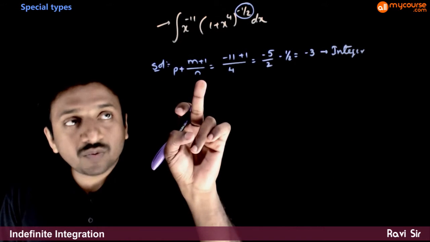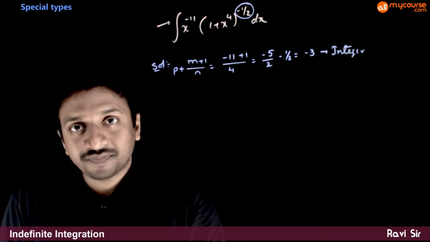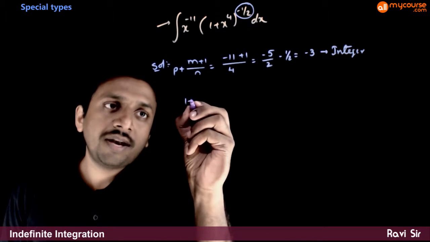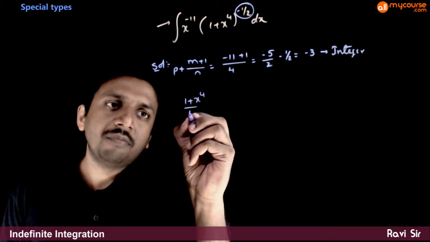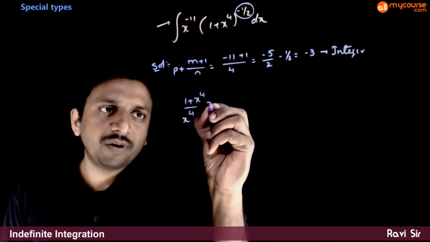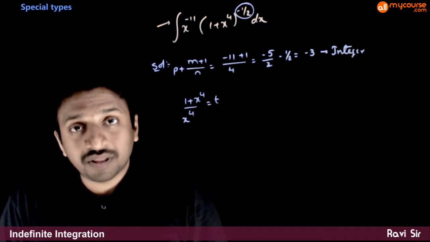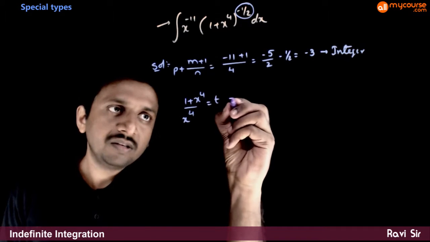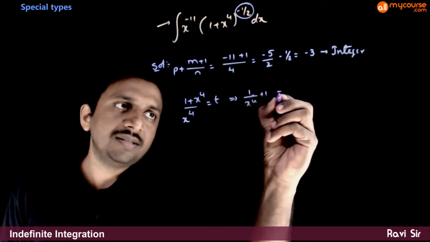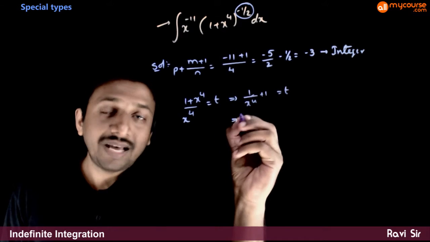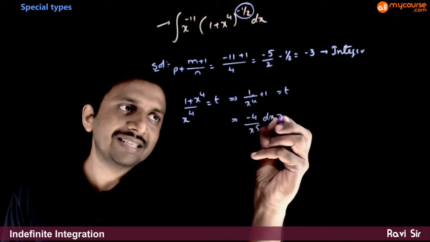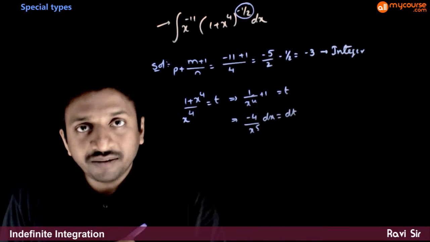So if (m plus 1) by n plus p is an integer, then the substitution is: 1 plus x power 4 by x power 4 is equal to t. This will be the valid substitution. So this implies 1 by x power 4 plus 1 is equal to t. If you differentiate this, minus 4 by x power 5 dx is equal to dt.